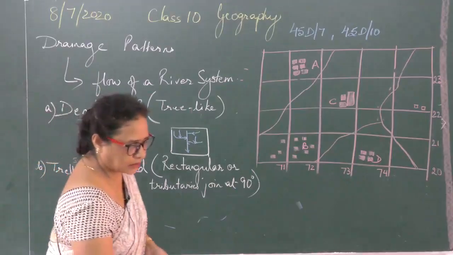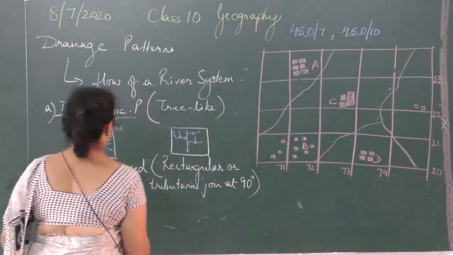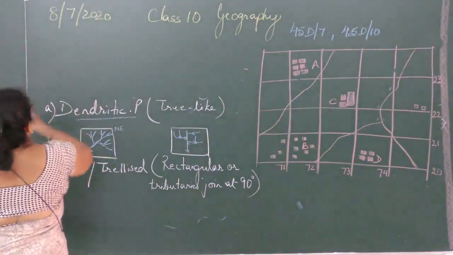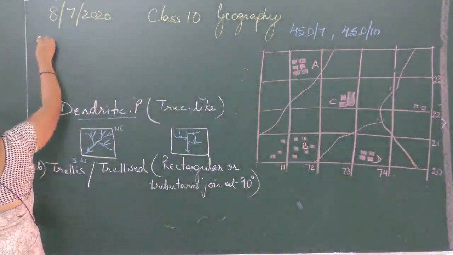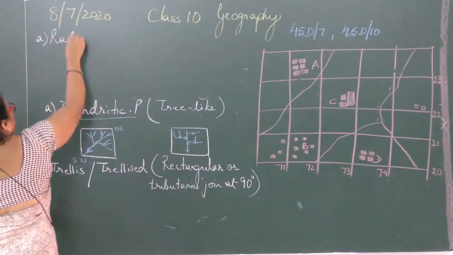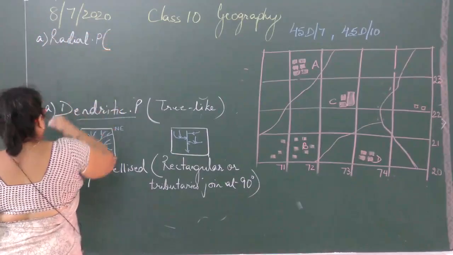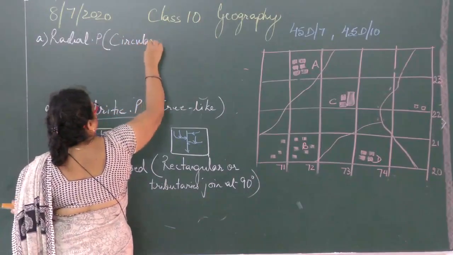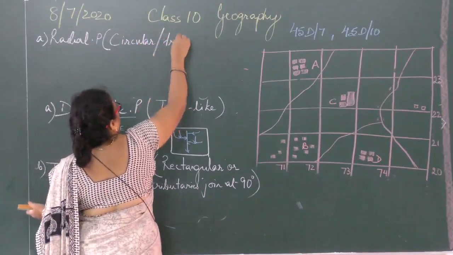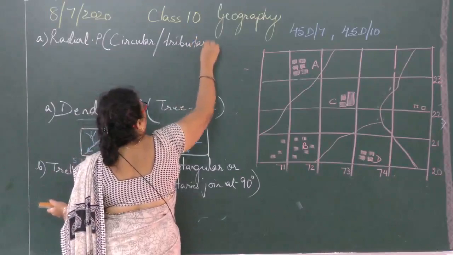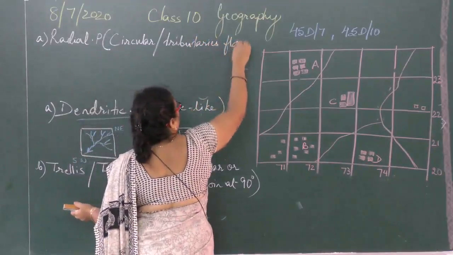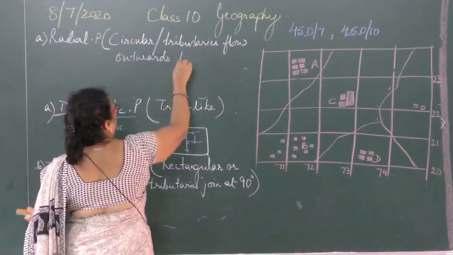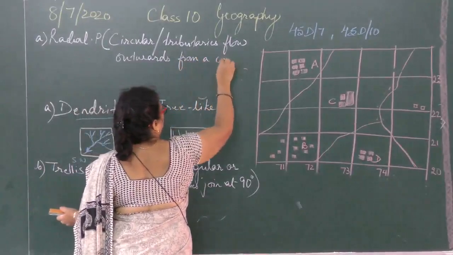Next, third term. I'm rubbing it out from top. Third type of drainage pattern is radial pattern. Radial pattern, write the meaning. Circular, and write down tributaries flow outwards from a central highland.